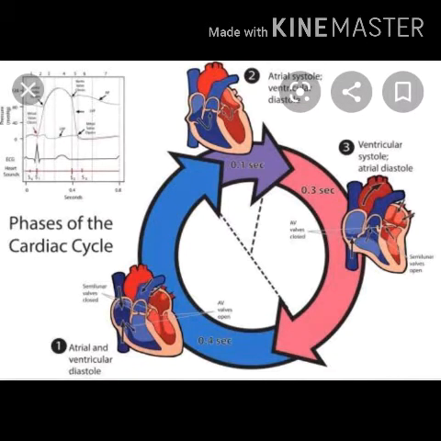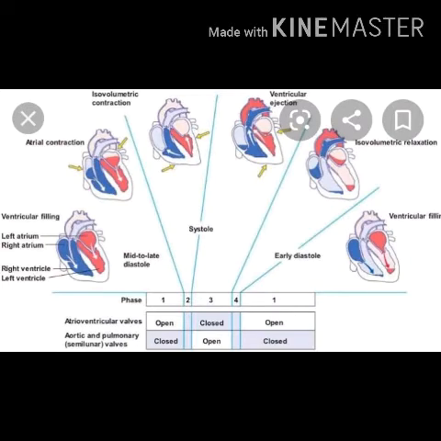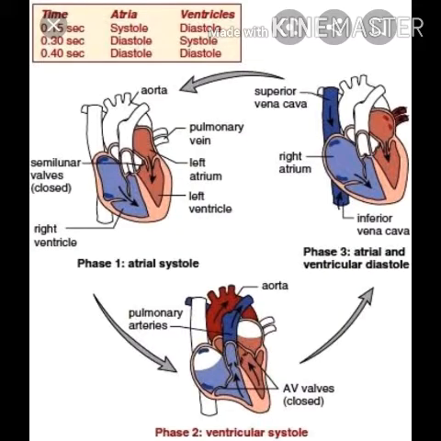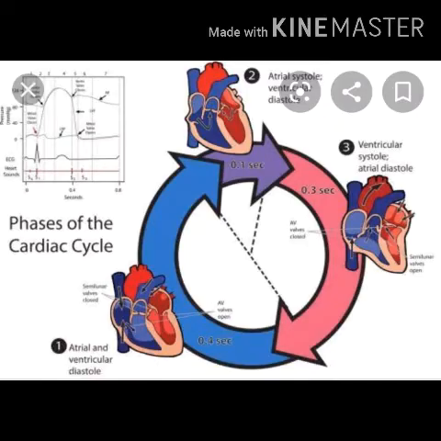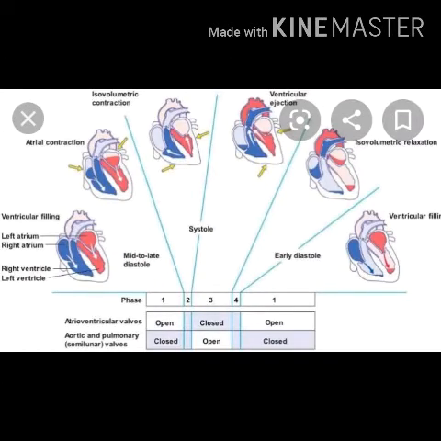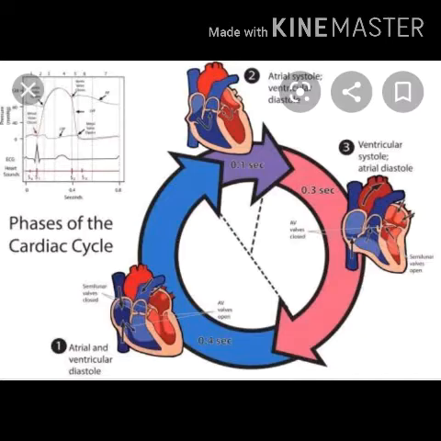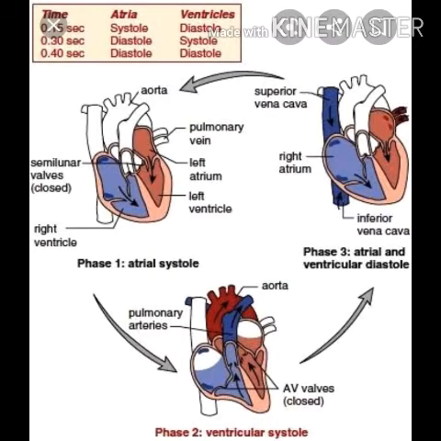Lub is the first sound produced during the cardiac cycle. It is produced due to closing of the atrioventricular valves during ventricular systole. Whereas dub is the second sound produced during the cardiac cycle. It is produced due to closing of the semilunar, that is pulmonary and aortic, valves at the end of ventricular systole. Now, what is the instrument used to check the regularity of the heartbeat? An electrocardiograph is used to check the regularity of the heartbeat.